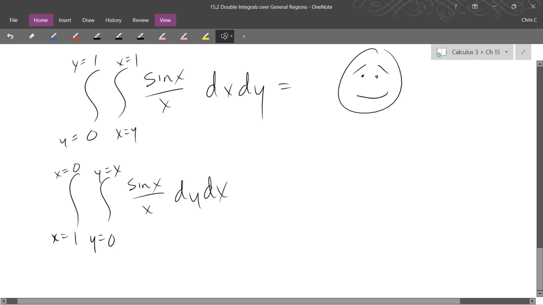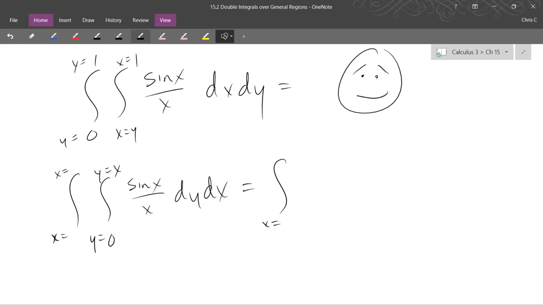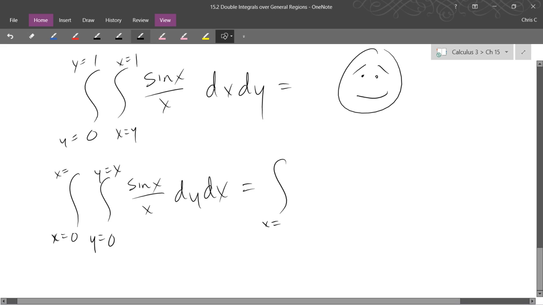All right, can you do this y antiderivative? There's no y's there. So yeah, it's actually trivial. Oh, did I mess up the x endpoints too? Sure did. What would I have gotten? Negative the right answer, assuming I didn't make any other mistakes. 0, 1. All right, here we go. Antiderivative of sine x over x is sine x over x times y. That was the y antiderivative of a constant.